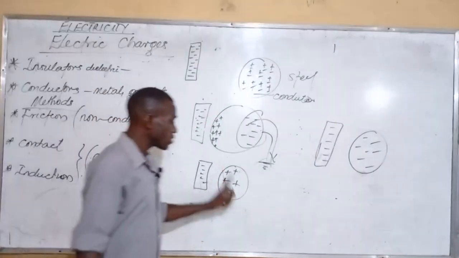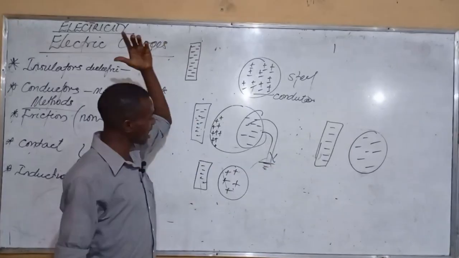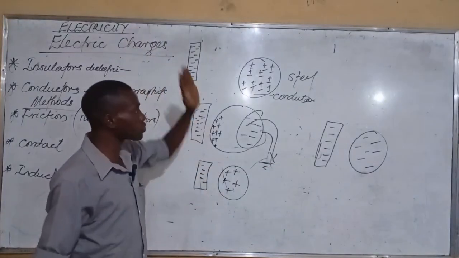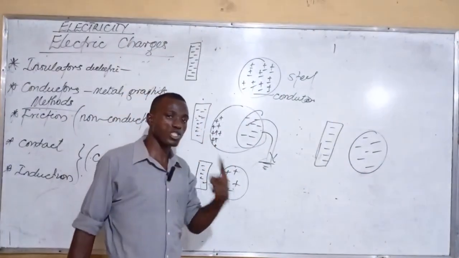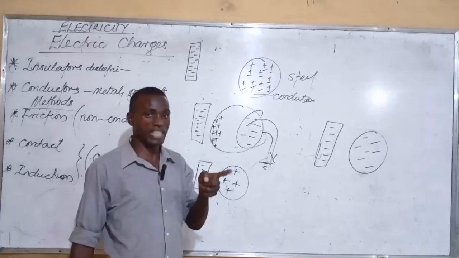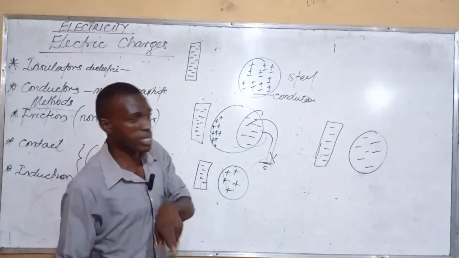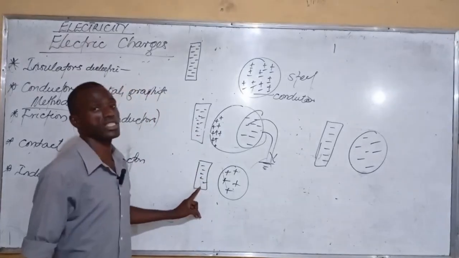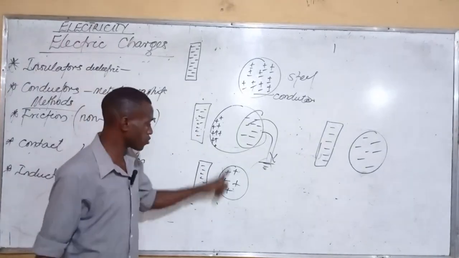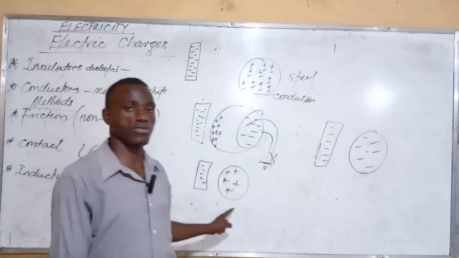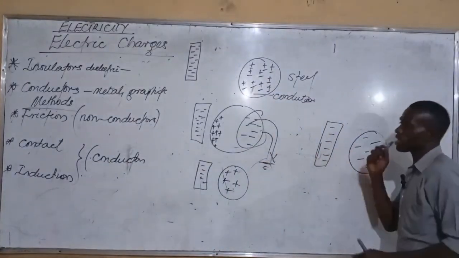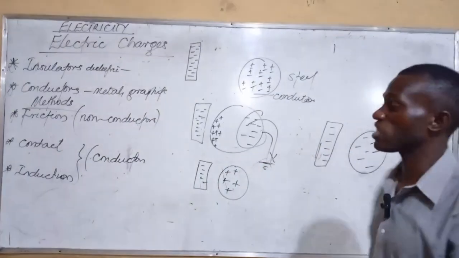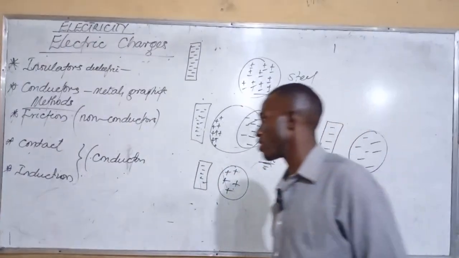In induction charging, when you bring the charger close to the body to be charged, the body to be charged gets an opposite polarity to that of the charger. Does that make sense to you now? So I brought this negative charged body, negative charger, close to this, and this guy got what? A positive charge. But with contact charging, once they touch, the same charge gets to it. So we say the same polarity. Does that make sense? All right.